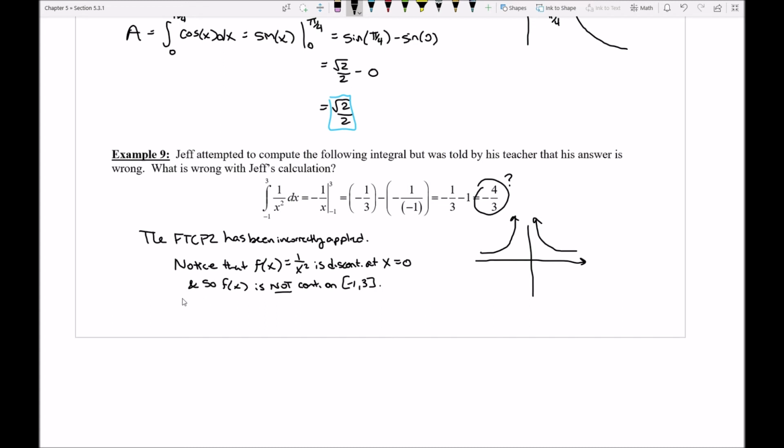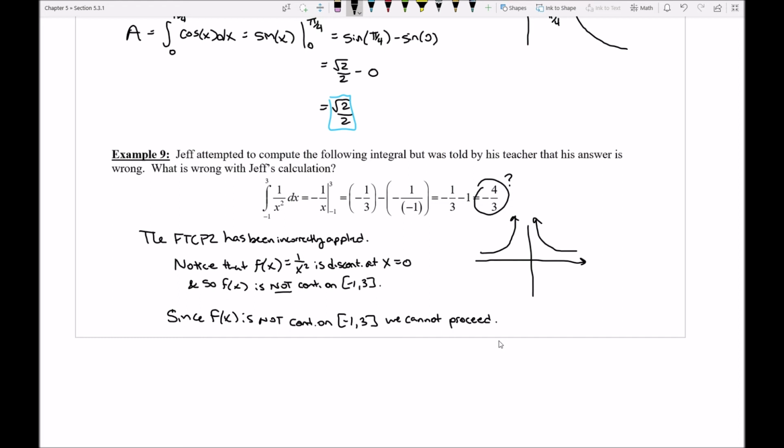Now, in Calculus 2, we'll actually learn how to deal with integrals where the function is not continuous on the given interval. But for Calculus 1, the only thing that we would ever have to state is since the function is not continuous, since f of x is not continuous on negative 1 to 3, we cannot proceed. That's it. If you ever came across a discontinuous function, all you would ever have to write is just, hey, it's not continuous. I can't do anything. I can't use the fundamental theorem of calculus.